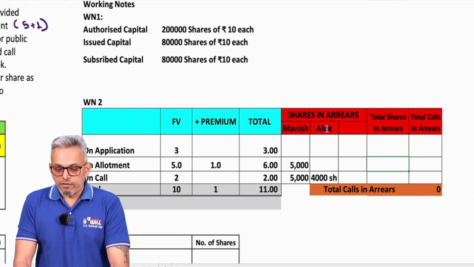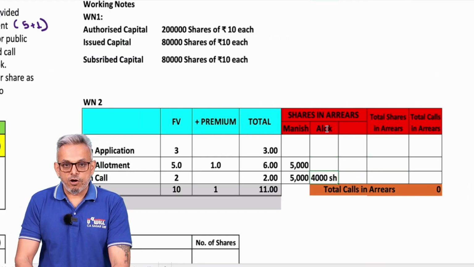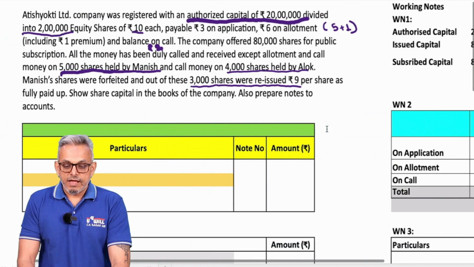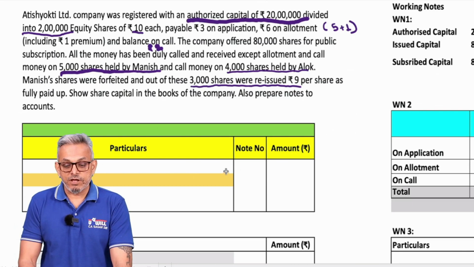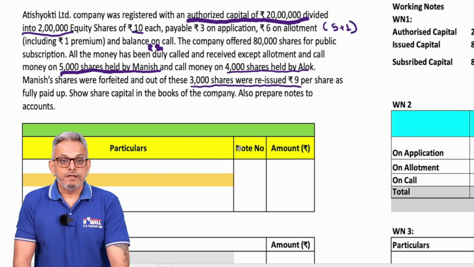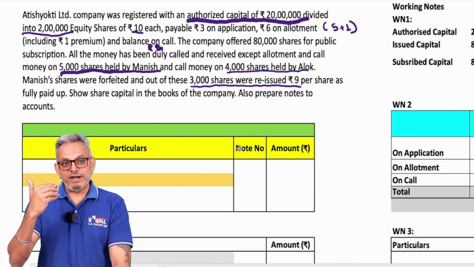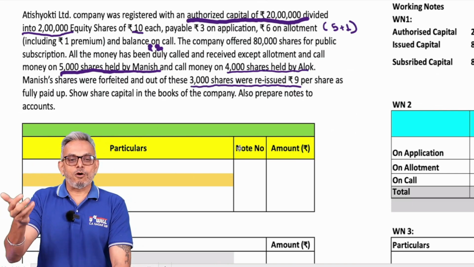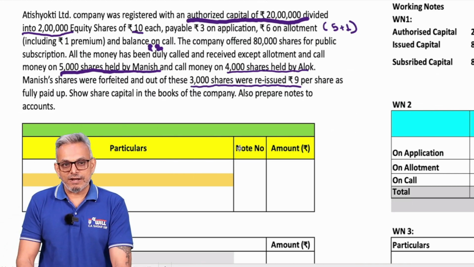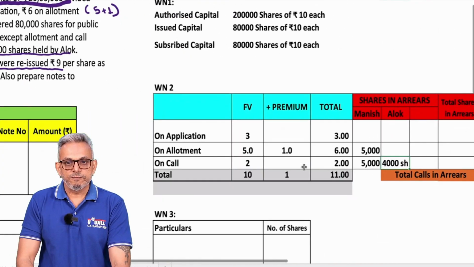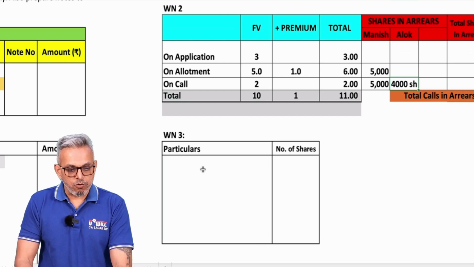Now your calls in arrears will need to be calculated for 4,000 shares, but not for the 5,000 shares held by Manish, because in the question, out of these 5,000 shares, 3,000 were already reissued and 2,000 were already forfeited. So we'll see this separately. We'll deal with it later on. Now, we will do one more working over here.